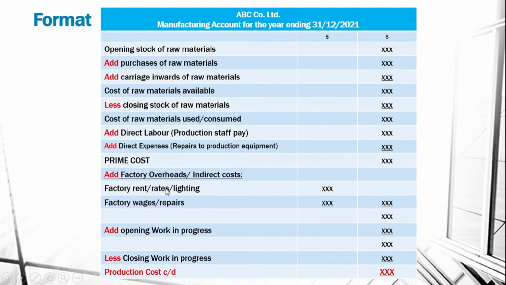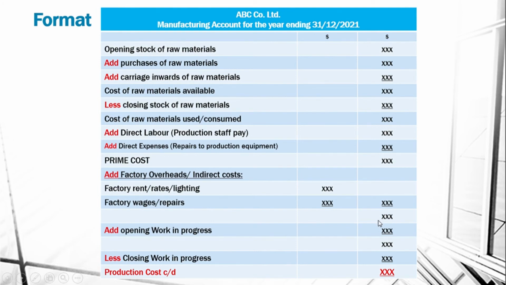Because of space, I just put them like this. So we have factory rent, rates, lighting. They would be separate expenses, so you would put them underneath each other, but because of space, I just put them beside each other so you can know that these are some of the expenses that you can look out for. Then we have factory wages or repairs to factory equipment. All of these are overheads. You put your overheads here in the first column and you add them up. You could even put the overheads in the second column, and it would still be alright, because you are adding. Now this figure that you get right here, when you add your overheads to your prime cost, would be production cost.